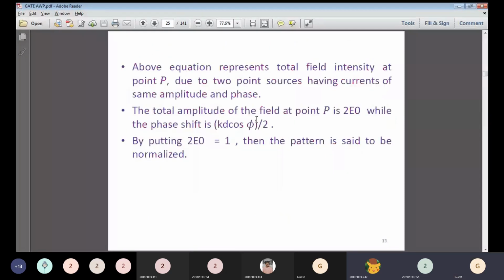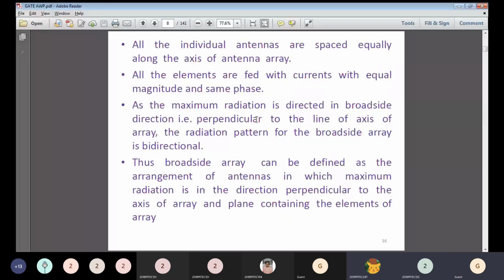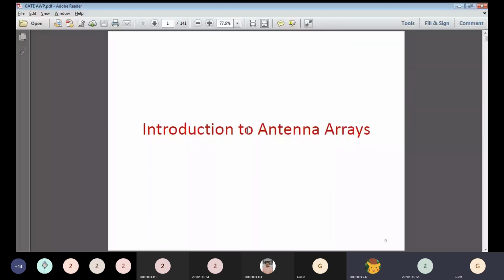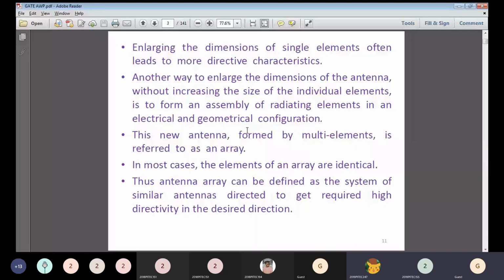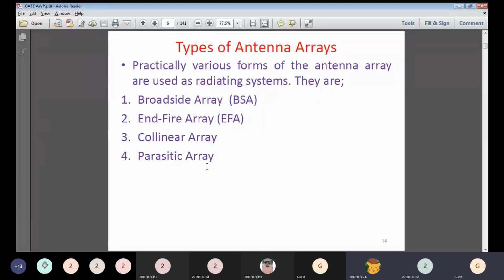So this is about the introduction to antenna array concept. Mostly you have to concentrate on broadside, end fire, collinear and parasitic arrays. Be clear with the formula for broadside, end fire, collinear, and parasitic array.